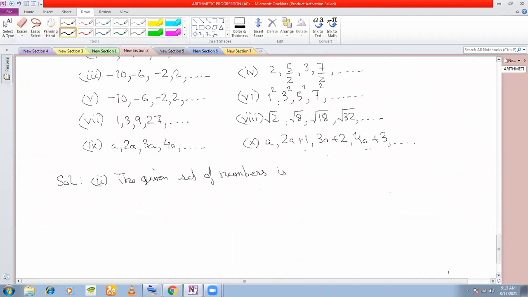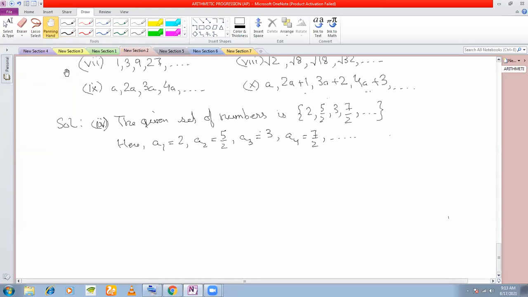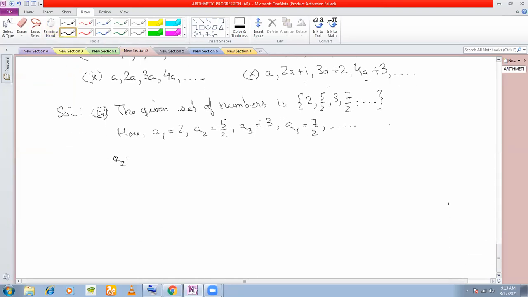This is 3 we have discussed. Now we come to part 4. 2, 5 by 2, 3, 7 by 2, and so on. Write down the terms. First term A1, second term 5 by 2, third term 3, fourth term 7 by 2, and so on. So A2 minus A1, take the differences. 5 by 2 minus 2. Take the LCM. You're getting half.